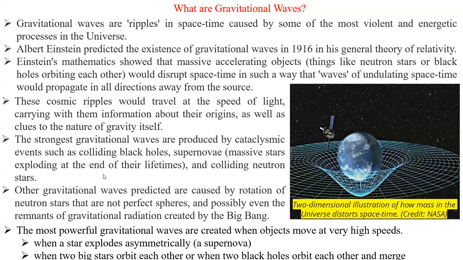The strongest gravitational waves are produced by cataclysmic events such as colliding black holes. This is the huge one. Cataclysmic, like seismic activity. This is of that kind: colliding black holes, supernovae, massive stars exploding at the end of their lifetime.